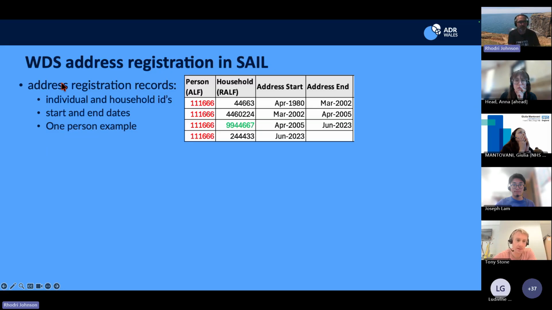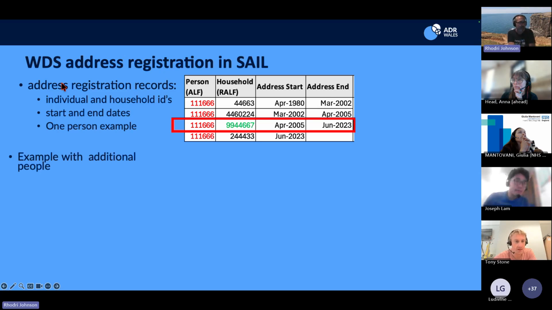So this is just a quick slide for an example. We've got a one-person example. We've got the person, which is known as the ALF, the anonymized linkage field, 111166, same person every time. The household is the RALF, and this is showing that person has moved through 4 addresses. The first one in April 1980, moved out in 2002, and so on. The green line carries on in a second, but that just shows the longitudinal nature of the address history for one person, and that's how the data is structured. And there's that one record that I'll be using going forward.